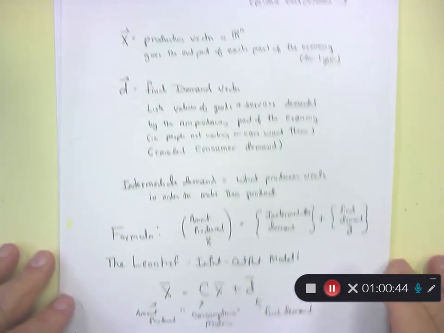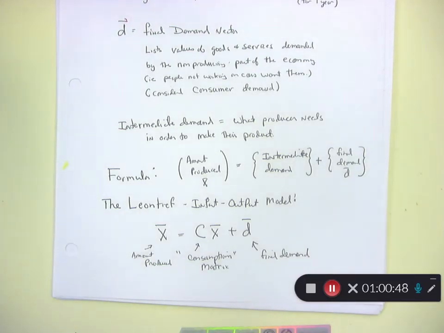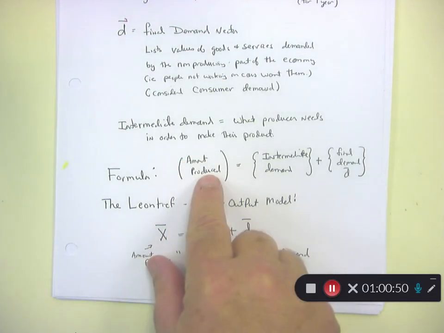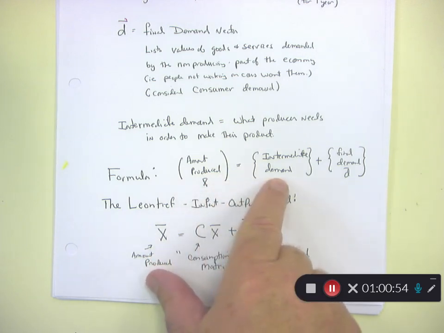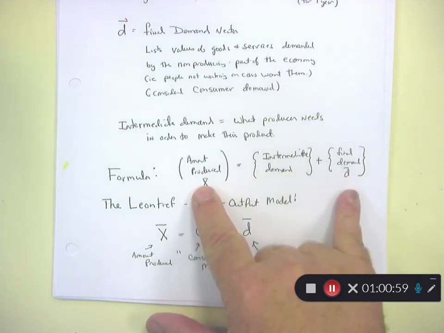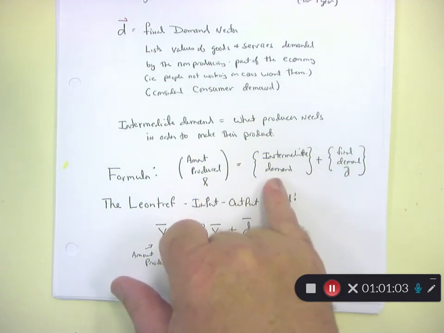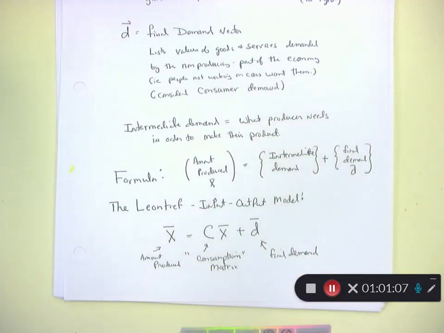This is the formula for this. This is where the Leontief input-output model comes from. The amount that is produced, X, will be equal to the intermediate demand plus the final demand. The amount that I'm going to be producing is the intermediate demand, what it takes to produce this stuff, plus the final demand, which is what we want to sell this stuff to.